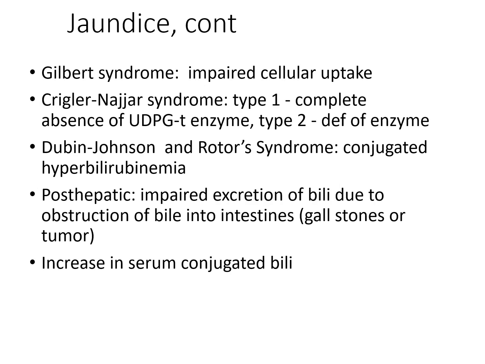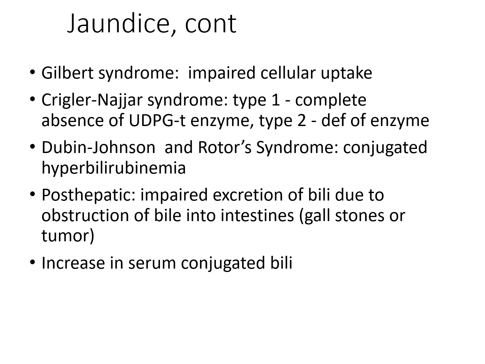Now we have genetic and metabolic syndromes that can affect bilirubin processing. First one is Gilbert syndrome. It is characterized by the impaired cellular uptake of bilirubin by the liver. This causes mild unconjugated hyperbilirubinemia and is generally benign.